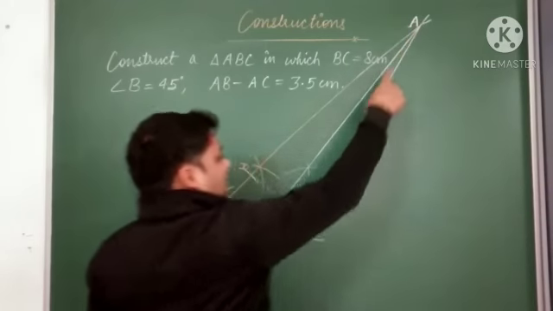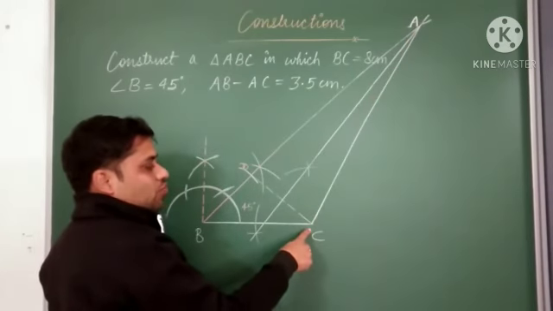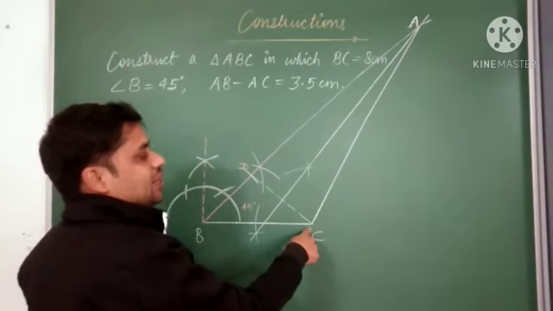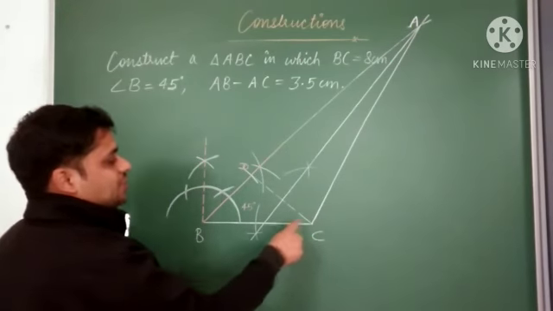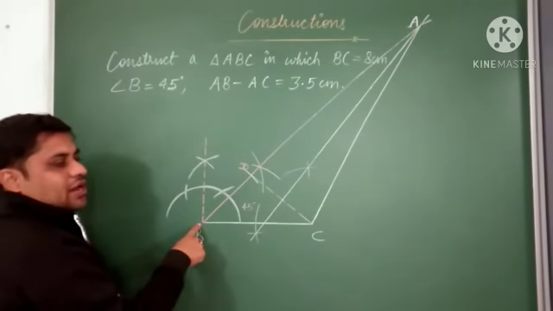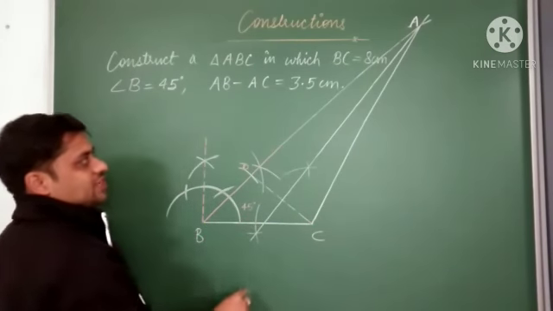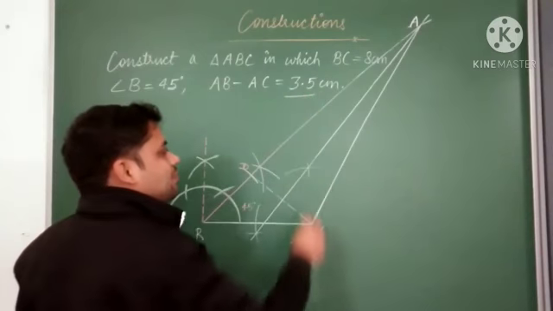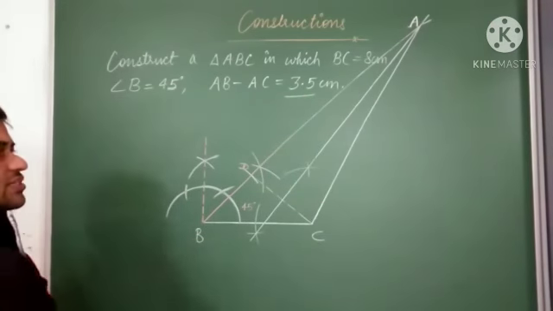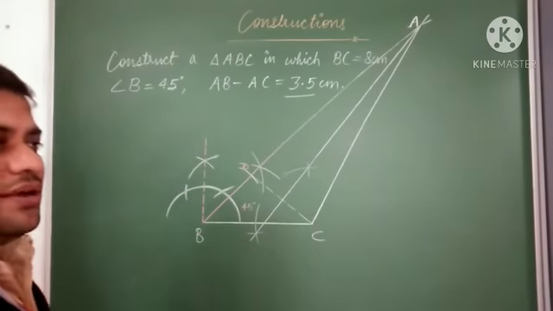And from this point A, we will join to point C. So this is the required AC. We can see AB is a bigger length, AC is the smaller length. AB minus AC will give us 3.5 centimeter in this construction. So this is the required complete construction.